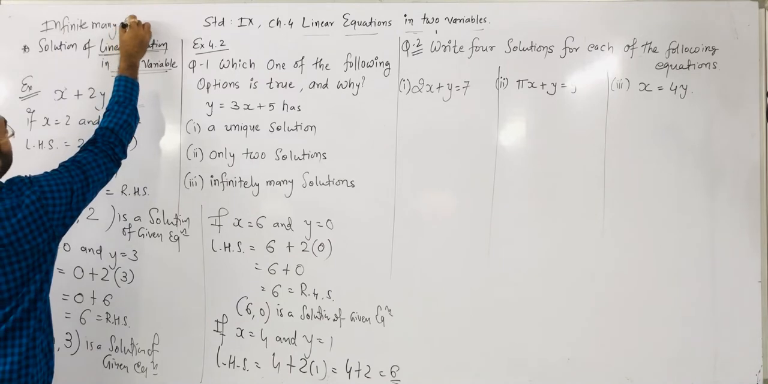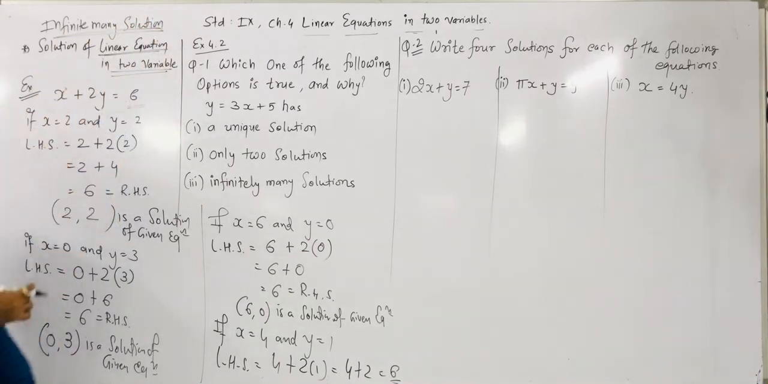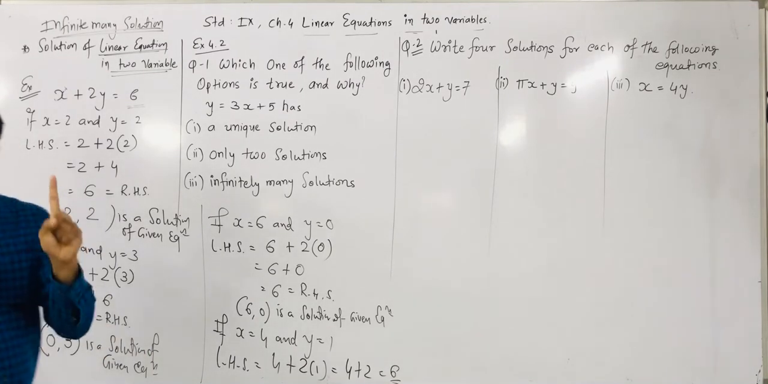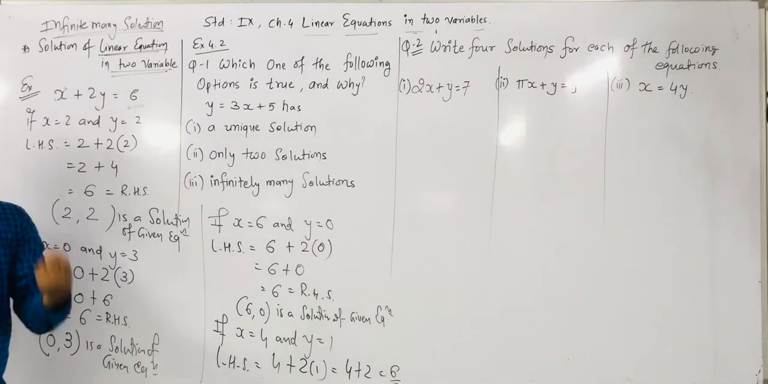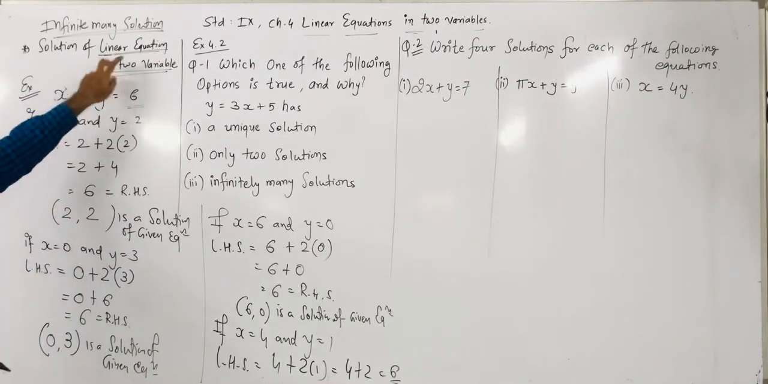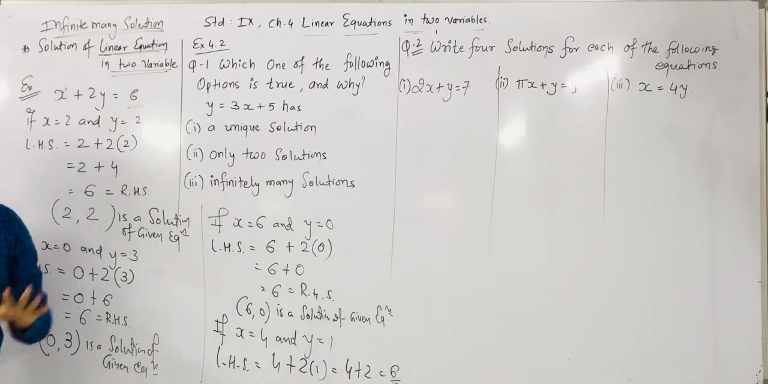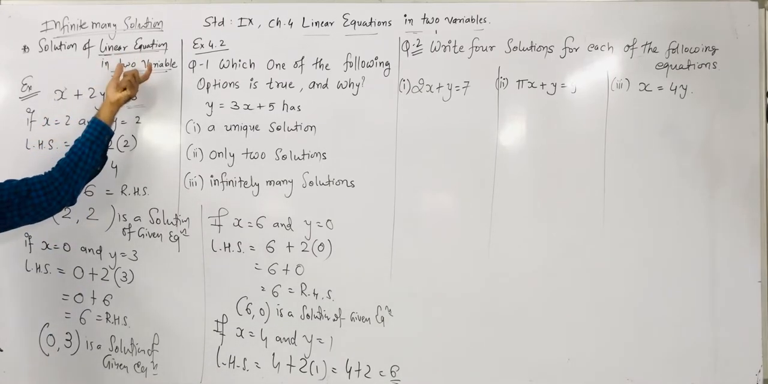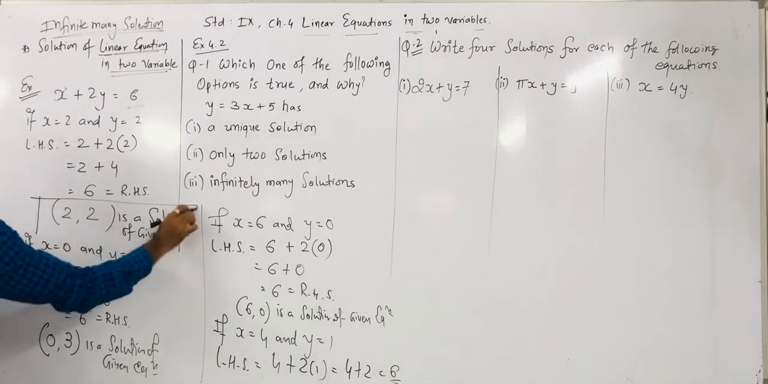Remember that thing, we discussed it in our previous period. Whenever a linear equation is given in one variable, you get a unique solution. But when a linear equation is given in two variables, you get infinitely many solutions. And the reason is what? Because our linear equation has how many variables? Two variables. That's why we get infinitely many solutions.